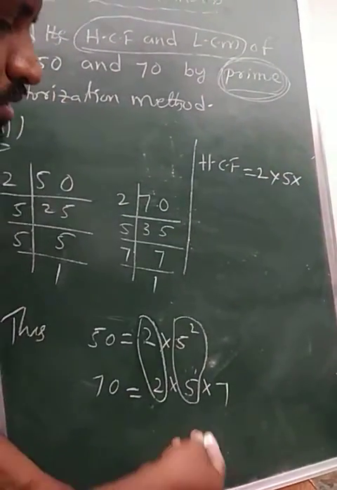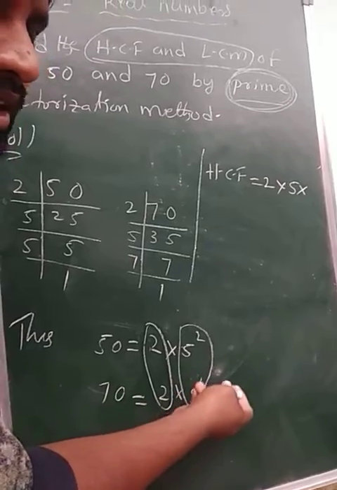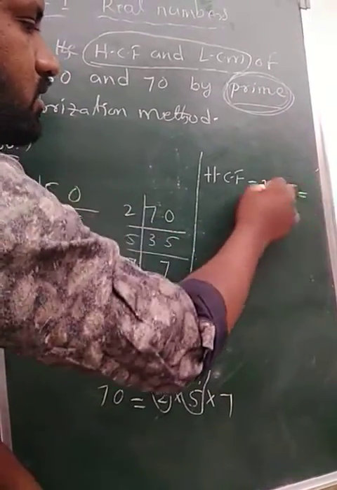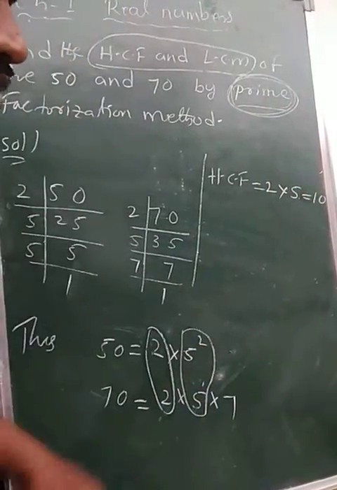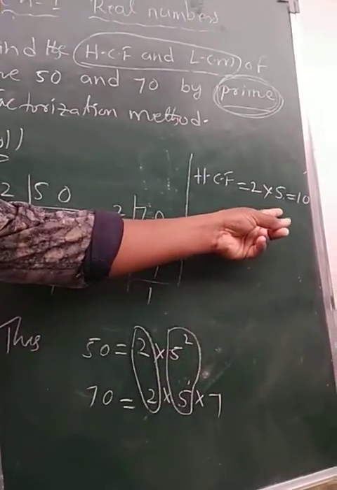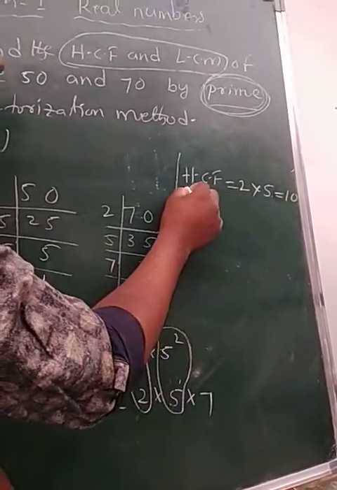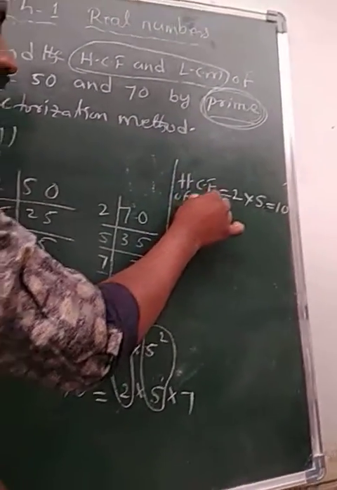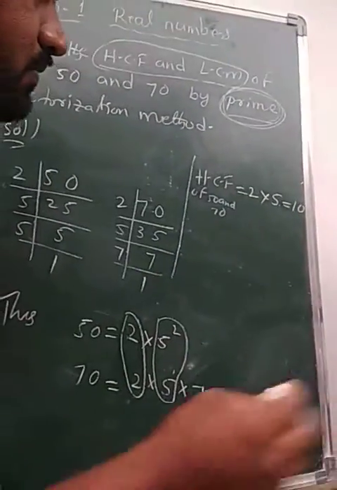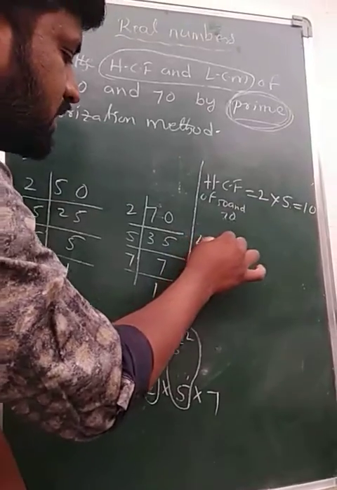So there is no other common factor. Here there is a 7, but there is no 7 in the other. So that's why 2 fives are 10. So the highest common factor of 50 and 70 is 10. HCF of 50 and 70. Now, how to find the LCM?